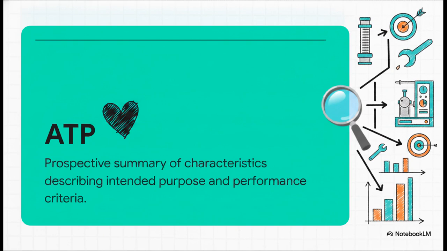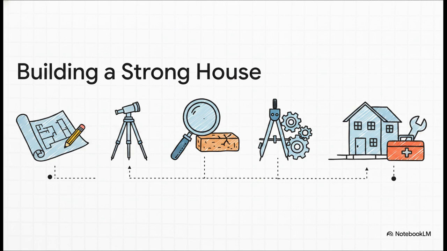The ATP is basically a prospective summary. It lays out exactly what you're measuring and the strict criteria it has to meet. And the cool part? Your ATP actually dictates your choice of technology. You don't just grab an instrument because it's sitting there in the lab, you choose it because it specifically fulfills your performance requirements. I like to think of ICH Q14 like building a really solid house. The ATP, that is your architectural blueprint.